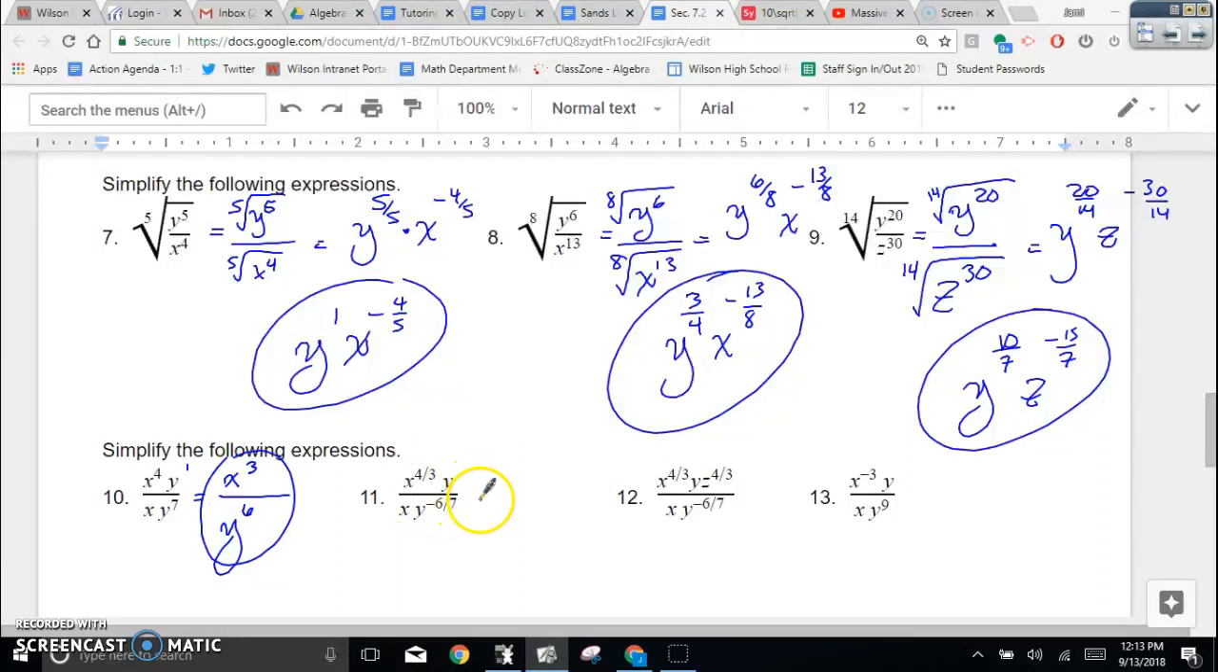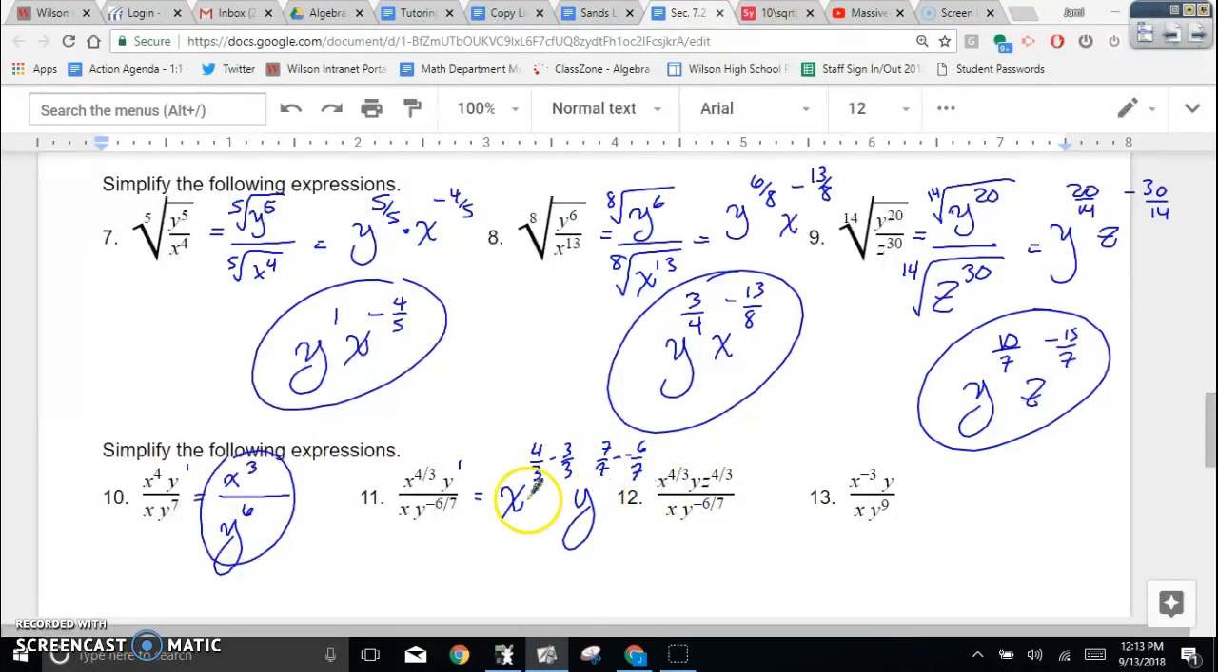With 11, okay, I'm going to have x on top because 4/3 is larger than 1. So I'm going to do 4/3 minus 3/3. As far as the y's go, again, the y up top's larger because positive 1 is more than negative 6/7. So this would be 1, which is 7 over 7, minus a negative 6/7.